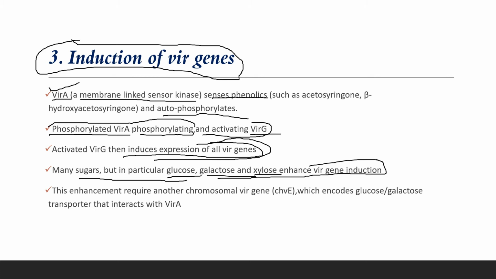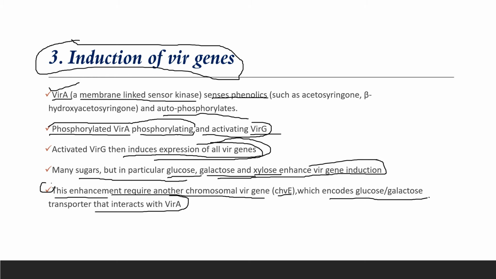Alright. So it improves the activity of vir genes with the help of these sugars. Alright. So the activation with these sugars is not easy, so there's another point for this. This is the last point for induction of vir genes, which says this enhancement requires another chromosomal vir gene, which is ChvE, which encodes a galactose or glucose transporter that interacts with virA.